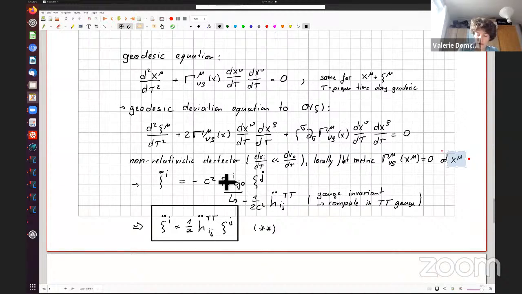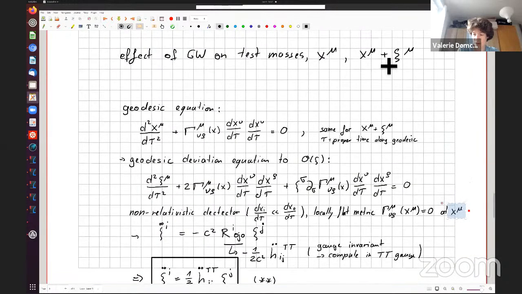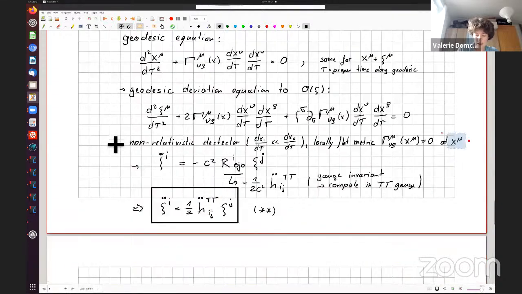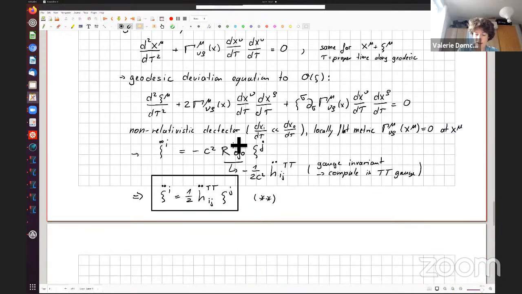And then when you evaluate the Riemann tensor, you finally, well, okay, let's start here. This equation relates the second derivative of this xi, which was the distance between the two test particles, with itself via the Riemann tensor.